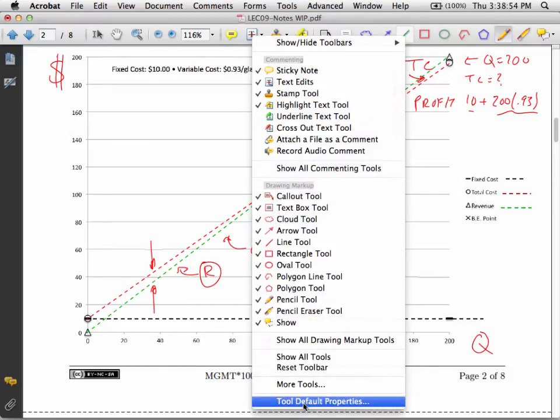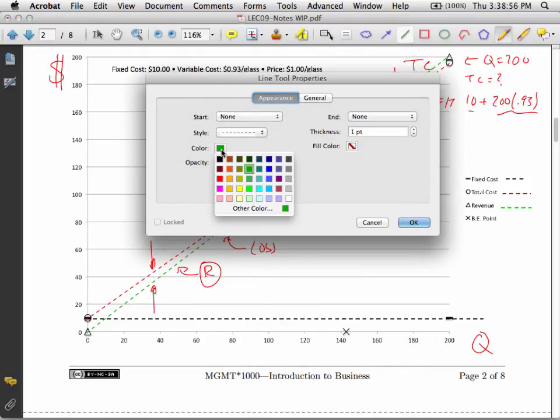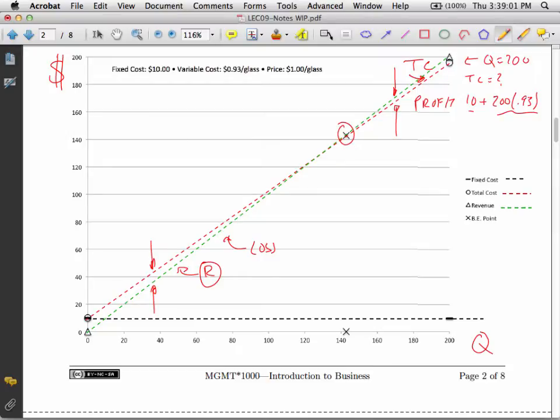So let's pop that in. Pink is a nice color for the break-even point. There we go.